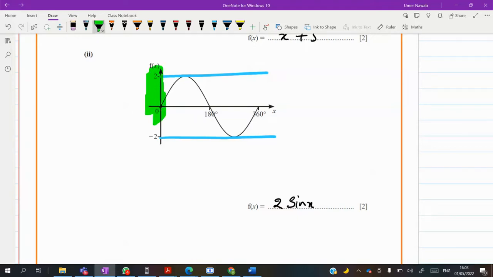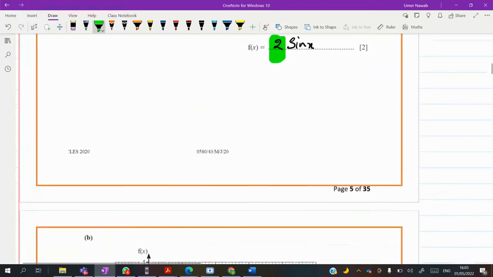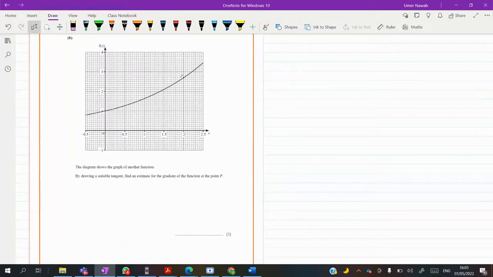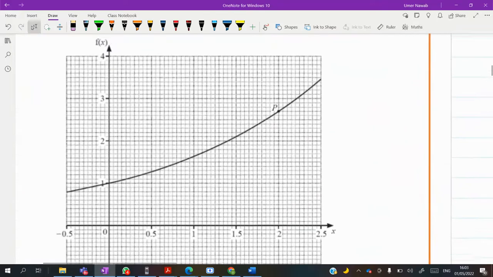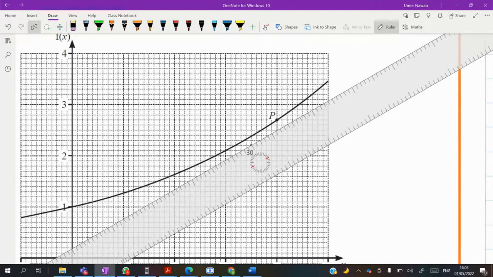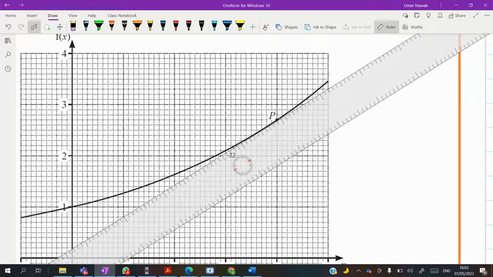So be careful, guys, in the exam. See what your vertical axis is. It is starting from 2, and see how much of the y-axis was consumed in drawing this graph from minus 2 to 2. So sine x graph, but please multiply it with 2. Next is part B of the question. He gave you a point P here. The diagram shows the graph of another function, and we want to draw a suitable tangent at point P. So I'm going to draw a suitable tangent at P.